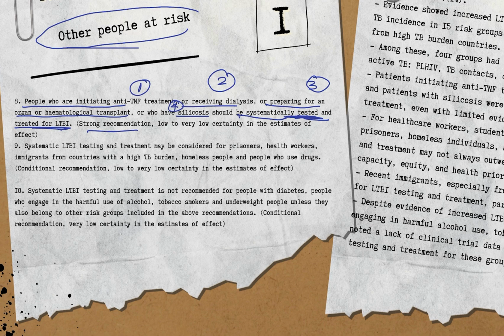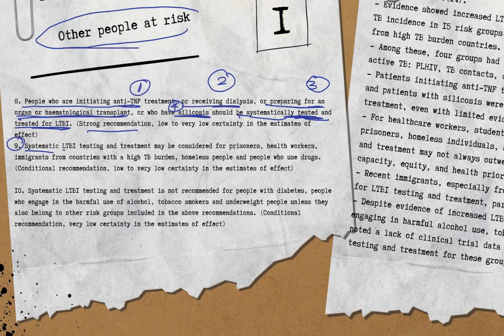So if any patient is about to start anti-TNF treatment, or is undergoing dialysis, or is about to go for an organ or hematological transplant, or has silicosis, you should offer a test like a tuberculin skin test or IGRA, and on that basis they can be treated for latent TB.